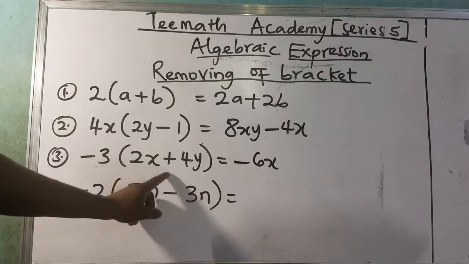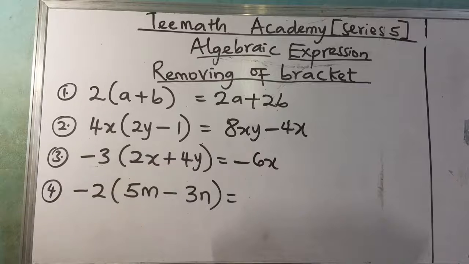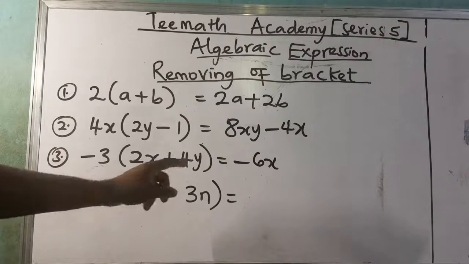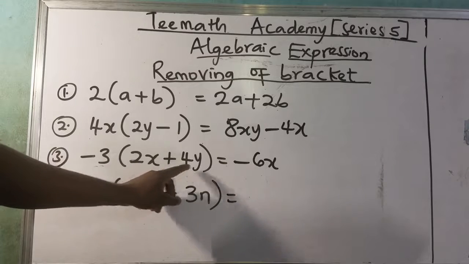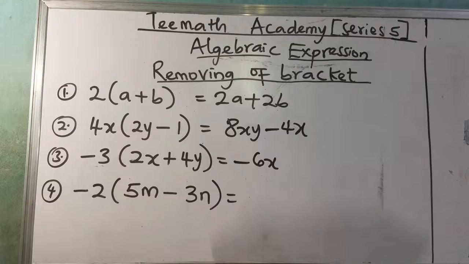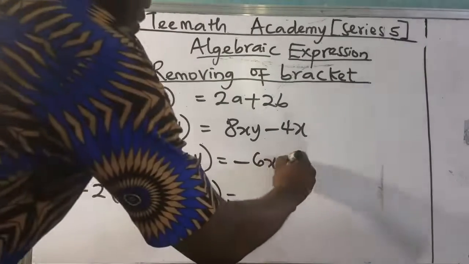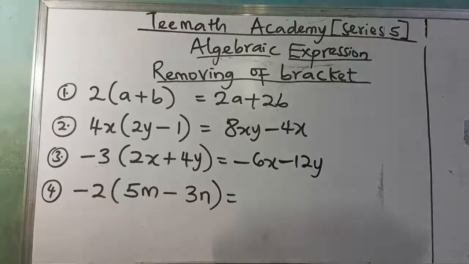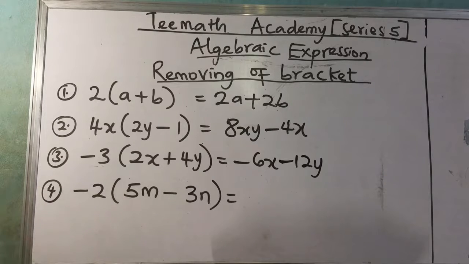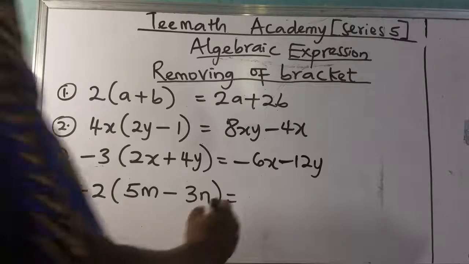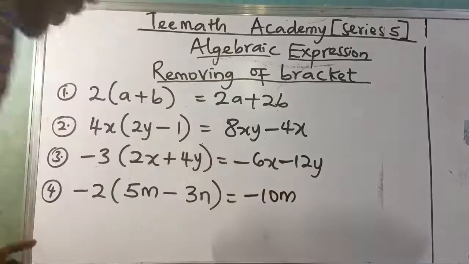Minus 3 times, firstly, minus times plus is minus. Then 3 times 4, that is 12. And y, that will be 12y. So minus 3 times 4y, that is minus 12y. Its value is minus, so I'm writing it together with its sign. So that will be minus 12y. And number 4 here says minus 2 times 5m. Minus 2 times 5, that is minus 10. So minus 2 times 5m gives me minus 10m. You can see that it has a sign, minus 10m.